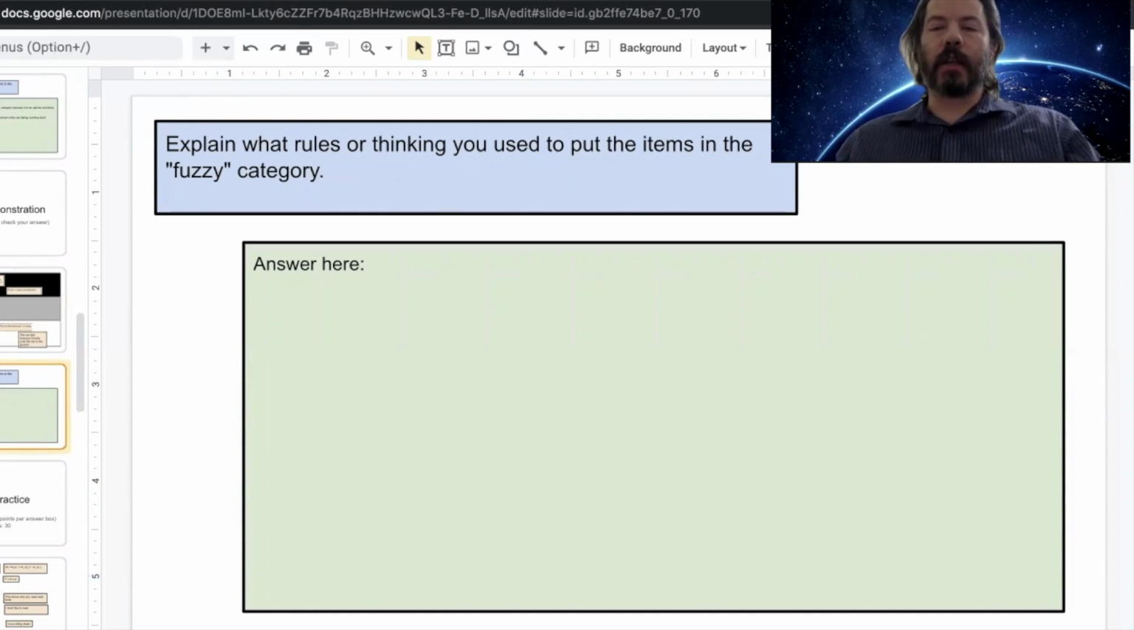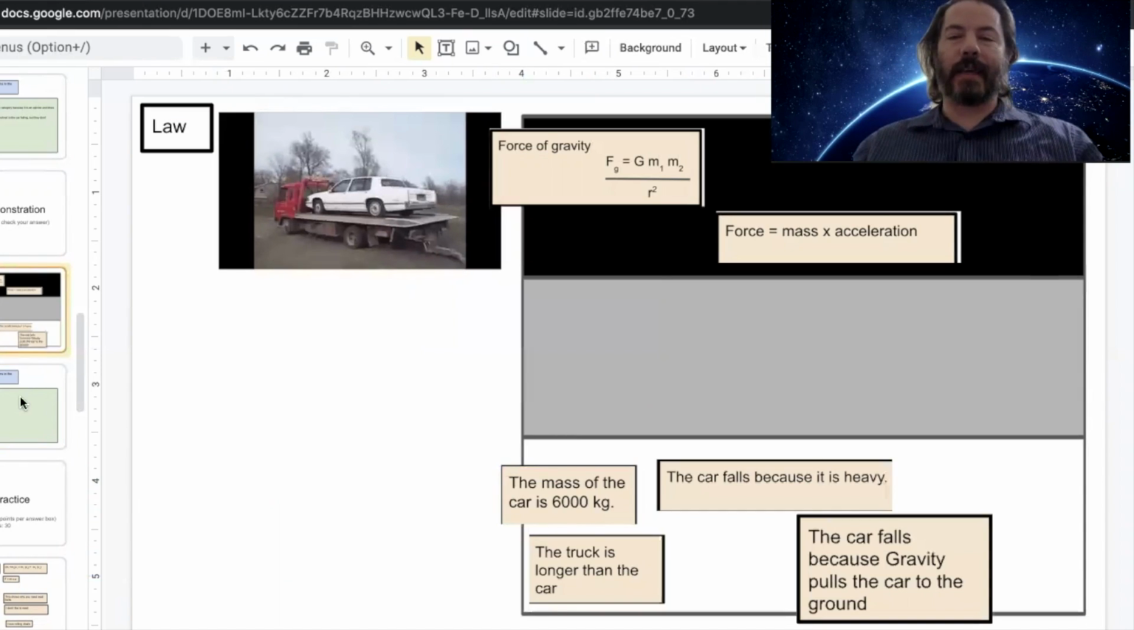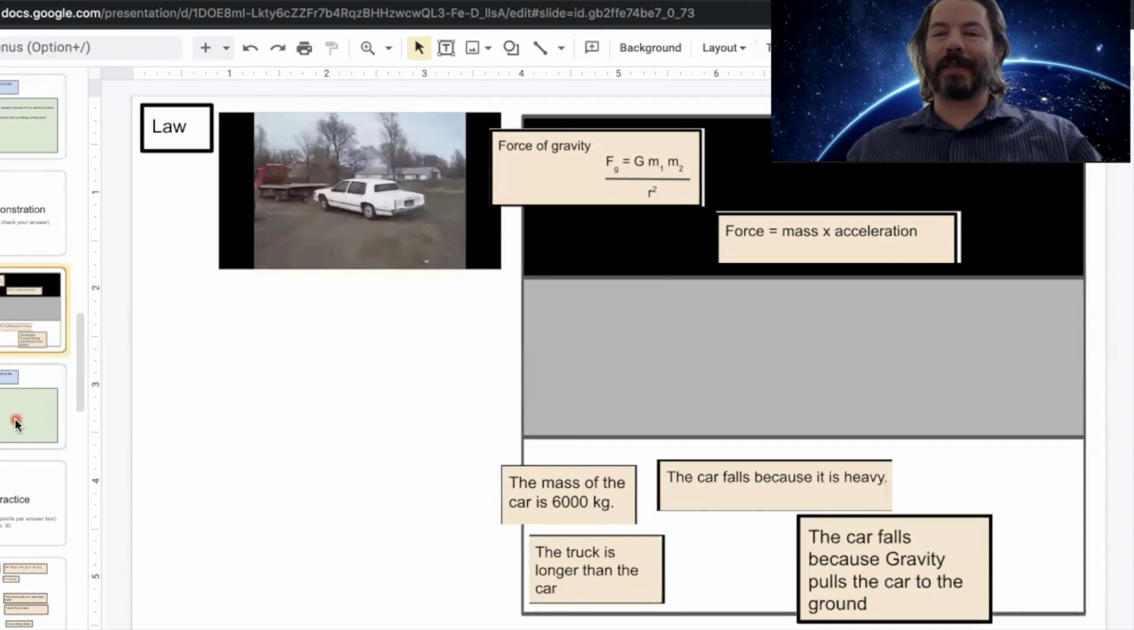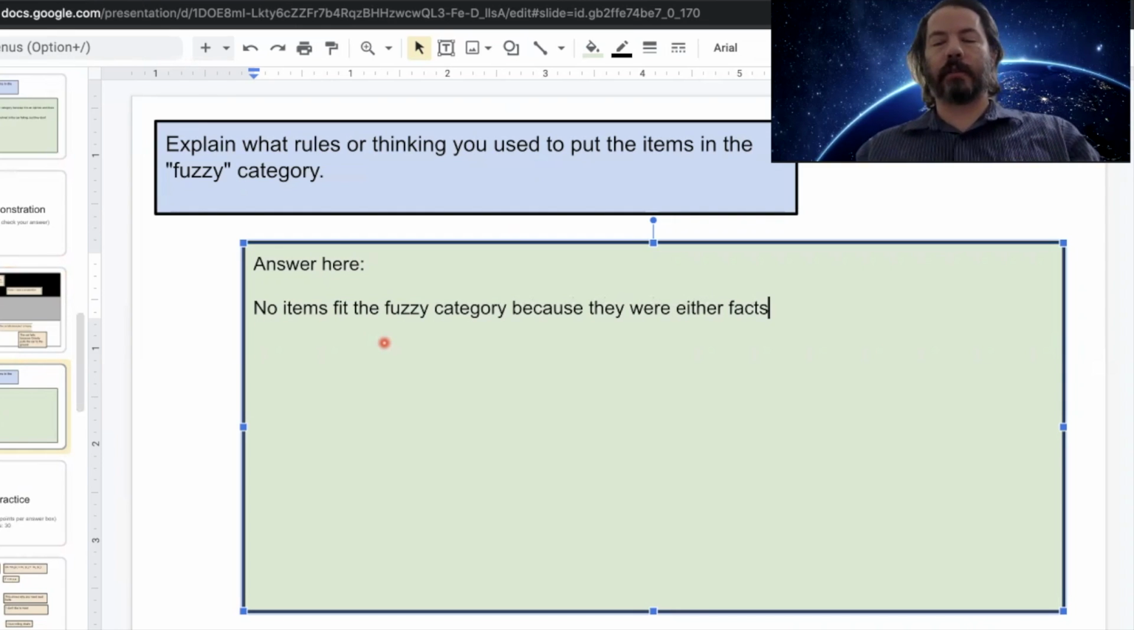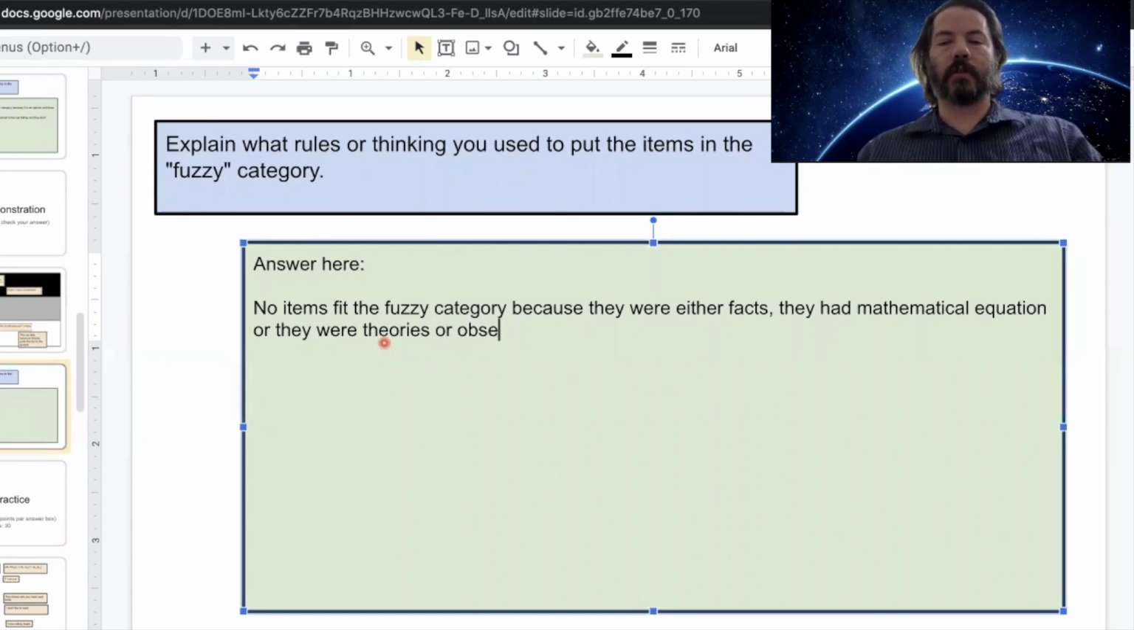Explain what rules or thinking you use to put items in the fuzzy category. So in this case, I had no items in the fuzzy category, so in a sense, I almost got to explain why. No items fit the fuzzy category because they were either facts, they had mathematical equations, or they were theories or observations. So notice what I'm doing. I'm going back to the definition when I'm explaining why and talking about why did I put things where I put them. Okay, so that's going to be really important as you go further.